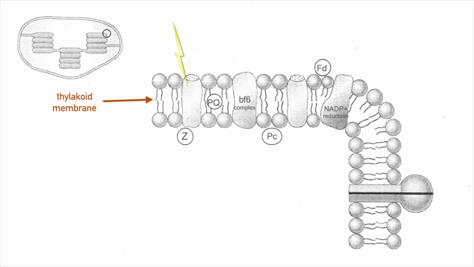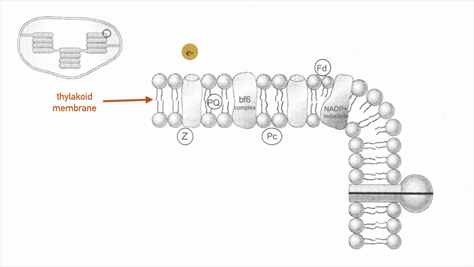The first thing that's going to happen is that light is going to hit the antenna complex of photosystem 2. Remember, the antenna complex is just a series of accessory pigments that are going to guide that light, or concentrate that light, and move it in a concentrated form to the reaction center where a molecule of chlorophyll A is found. And so that chlorophyll A is going to take that light energy, and that light energy is going to be used to excite electrons in chlorophyll A to a higher energy level.